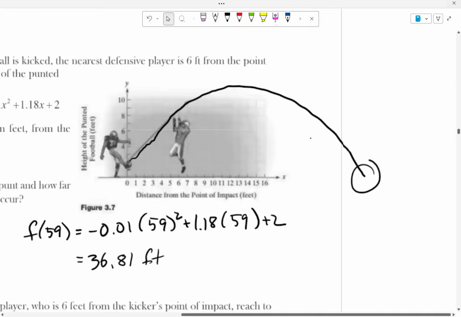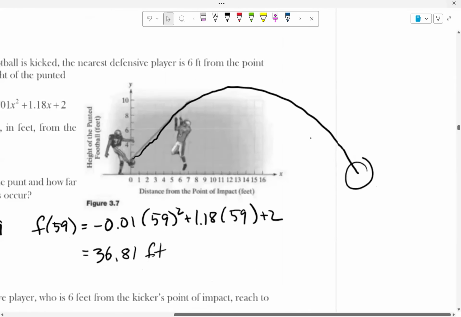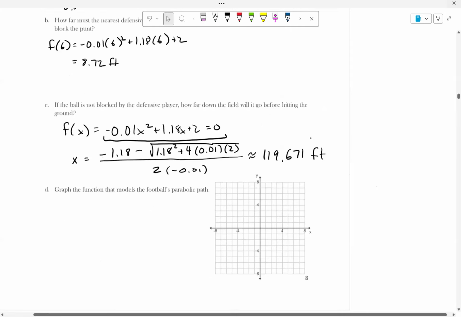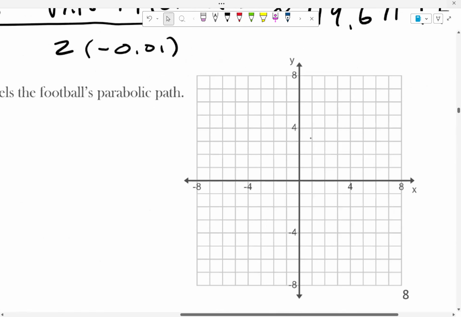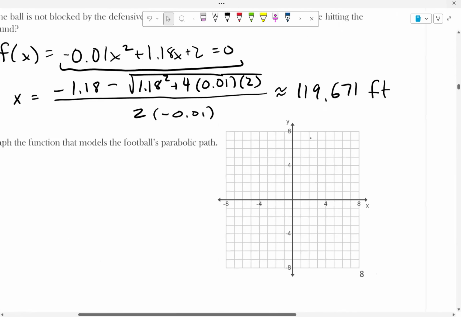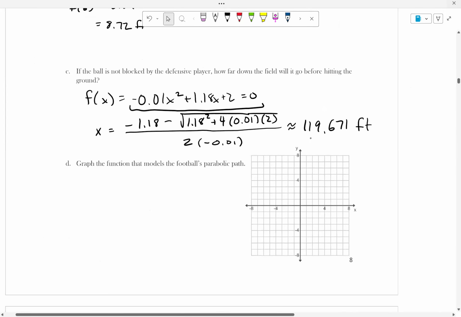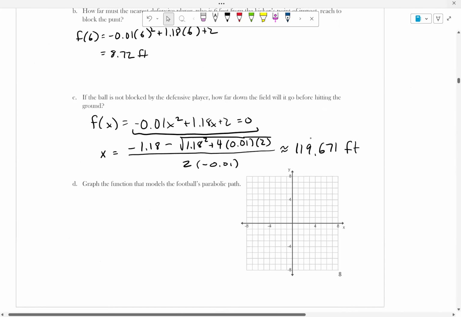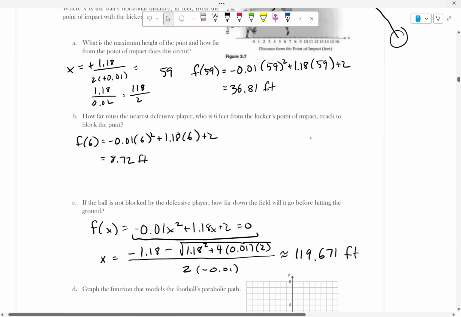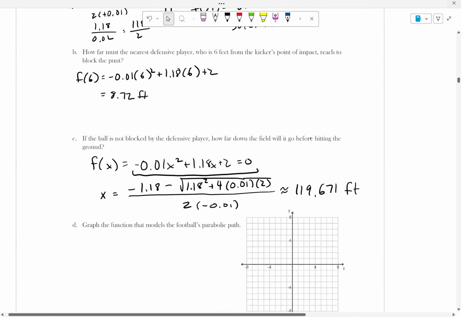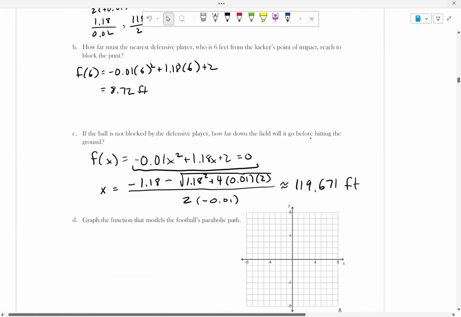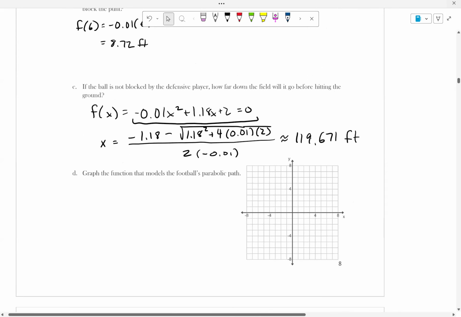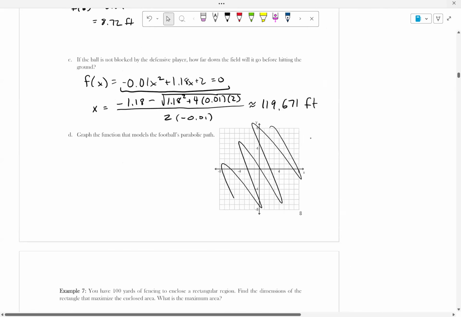And it doesn't look like here because I'm not a computer and I'm just estimating. It's just a sketch. Graph the function that models the football's parabolic path. The first thing that we need to notice is that this grid is completely unhelpful. Now, why is it unhelpful? Because think about it. How high does this ball get? 36 feet. This grid only goes up to 8. How far does it go? 120. This only goes up to 8. It's super unhelpful.